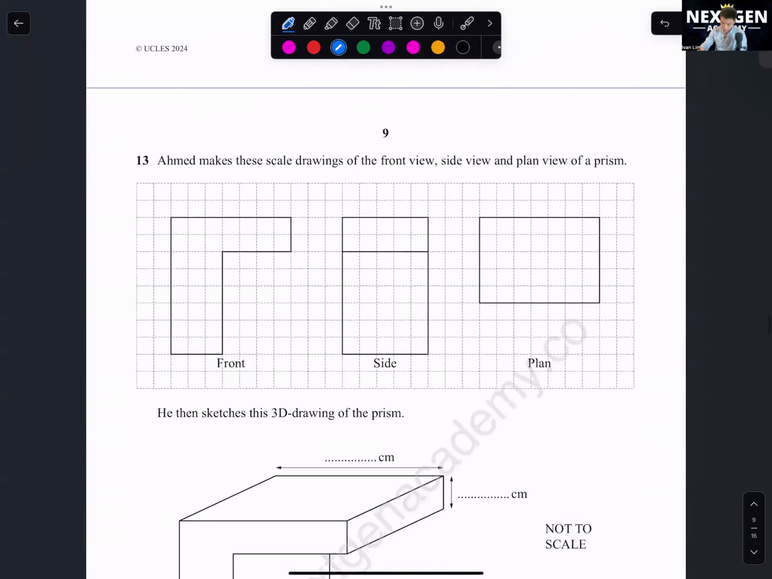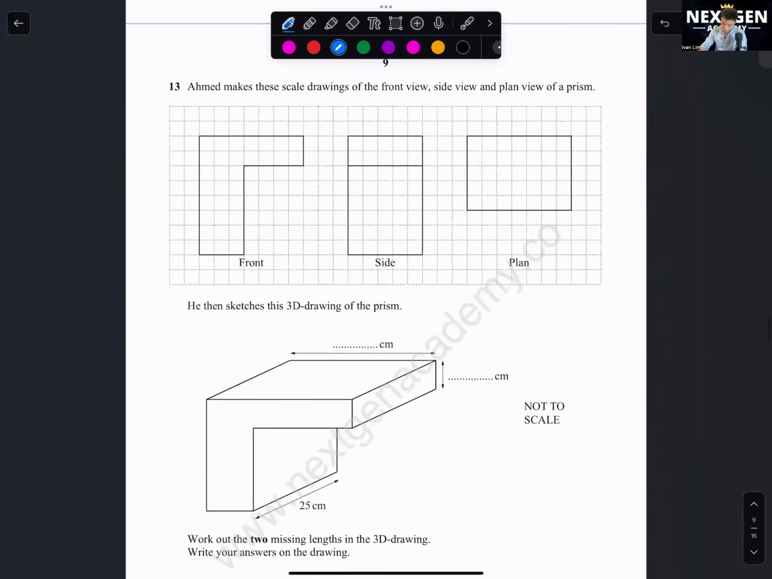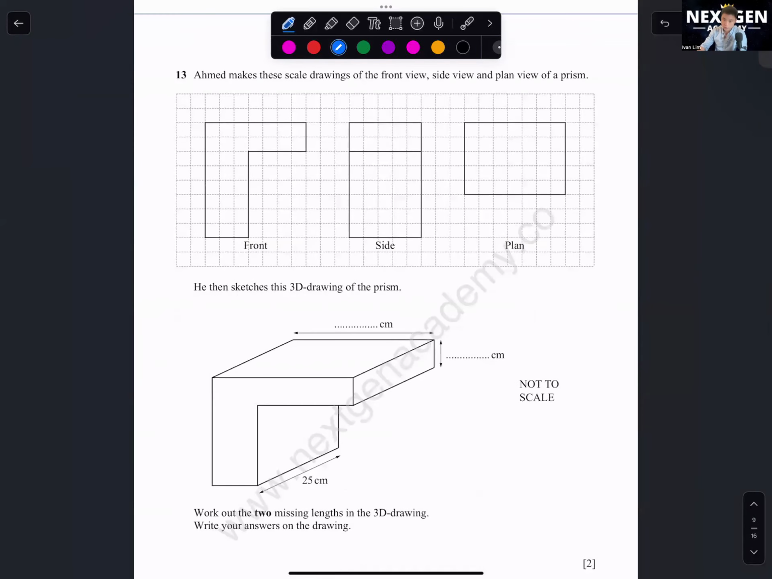Okay, number 12. Okay, we do one more before we take a short break. Okay, question 13. Okay, this one on shapes. Ahmed makes these scale drawings of the front view, side view, and plan view of a prism. Okay, he then sketches this 3D drawing of the prism. Okay, what did they give us? Work out the 2 missing lengths in the 3D drawing. Write your answer on the drawing. Okay, the only thing that they gave us here is 25 cm.